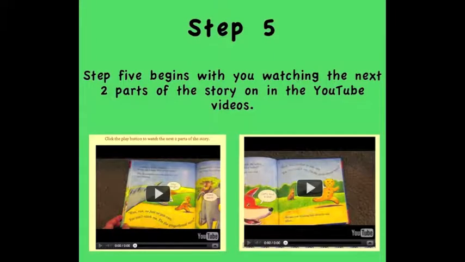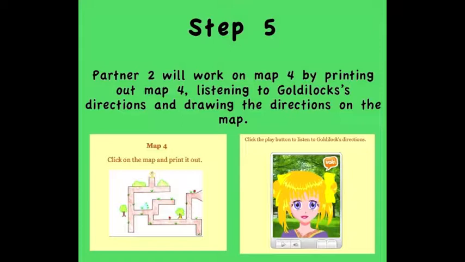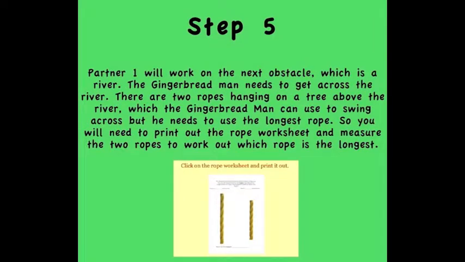Step 5. Step 5 begins with you watching the next 2 parts of the story on the YouTube videos. Partner 2 will work on Map 4 by printing out Map 4, listening to Goldilocks' directions and drawing the directions on the map. Partner 1 will work on the next obstacle, which is a river. The Gingerbread Man needs to get across the river. There are 2 ropes hanging on a tree above the river, which the Gingerbread Man can use to swing across, but he needs to use the longest rope.